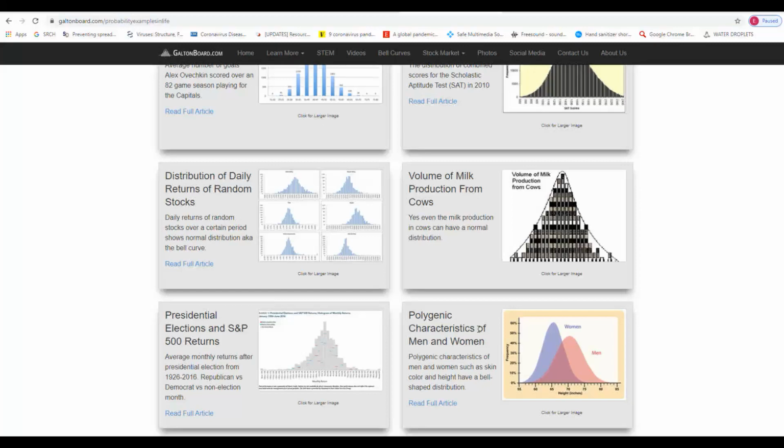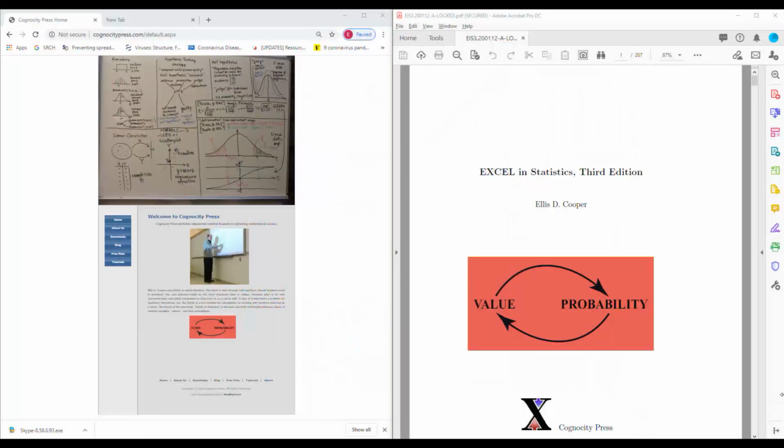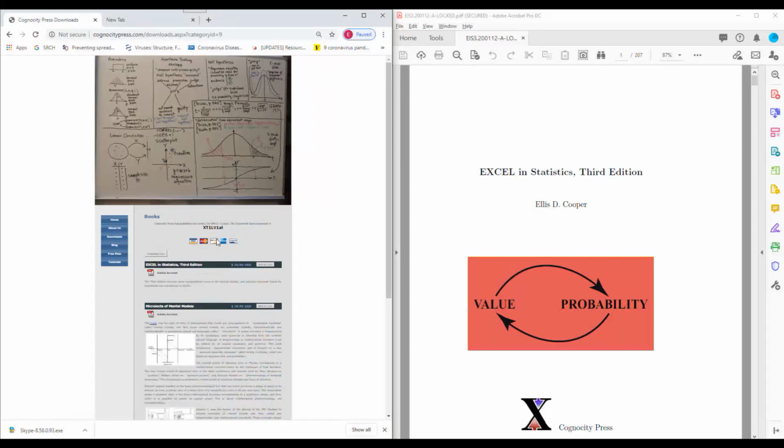However, I wish to move on and start talking more about work that you can do in this course for studying the normal random variables. The textbook for the course is Excel and Statistics, 3rd edition, which you can obtain by going to the cognoscitypress.com website, click on the Downloads button, click on the Books button, and place your order.